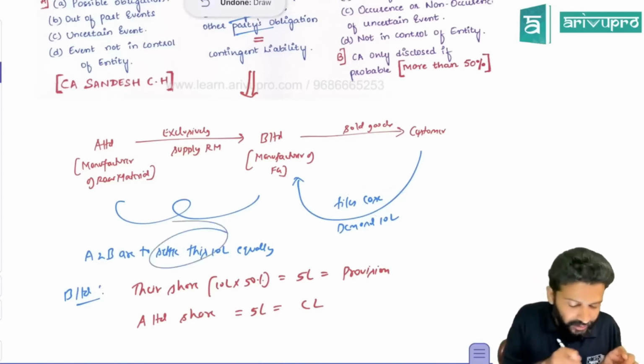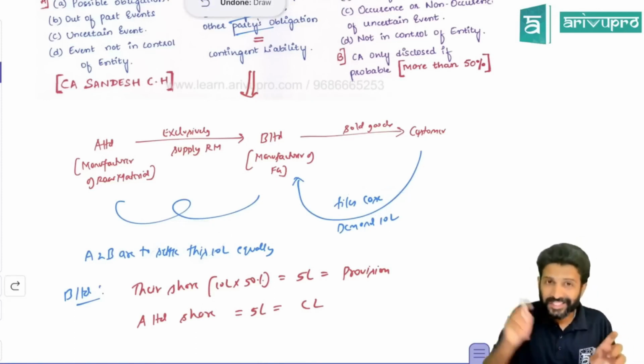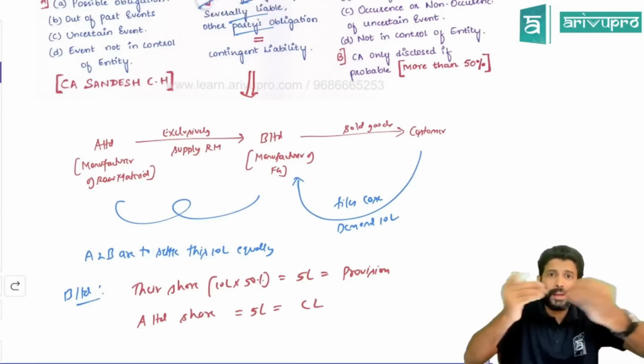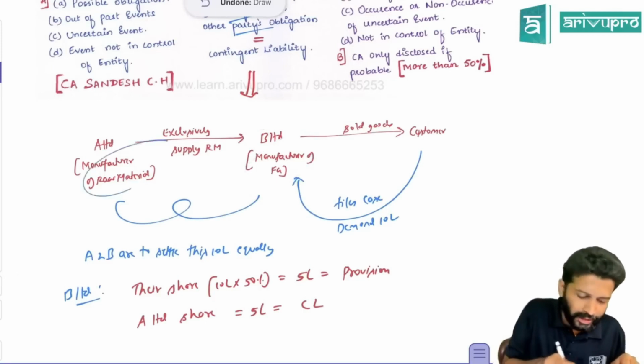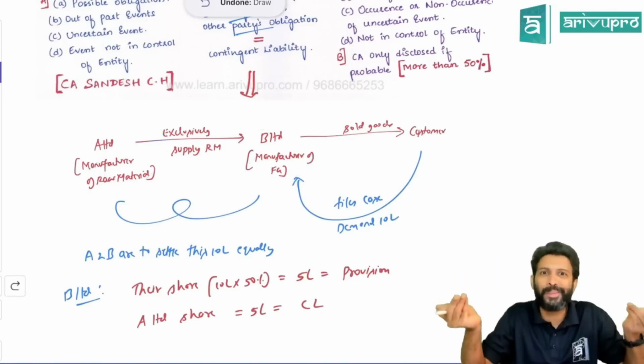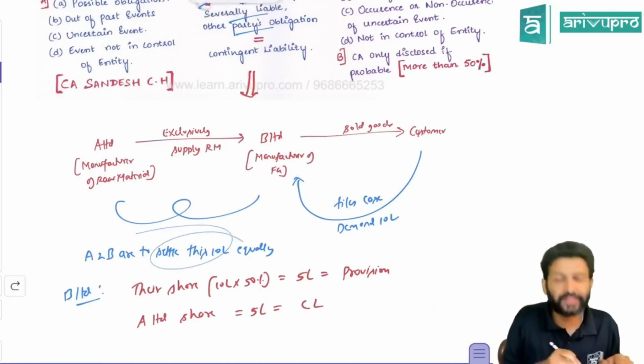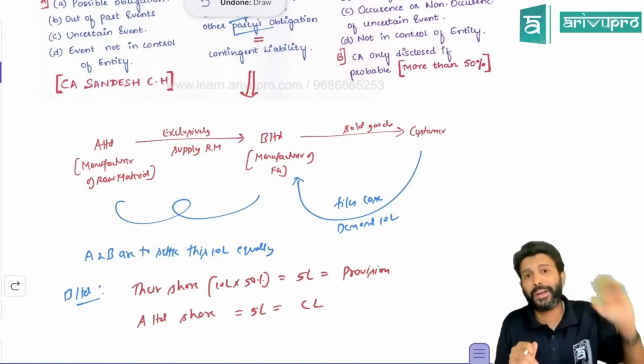Now, sir, A and B have an agreement. What the agreement they have? Saying if anyone files a case, then we will bear the loss equally. Because sir, B has manufactured the product using A raw material only. No, I mean both are at fault. Maybe we don't know. That's the reason A and B have an agreement saying they will settle the obligation equally.